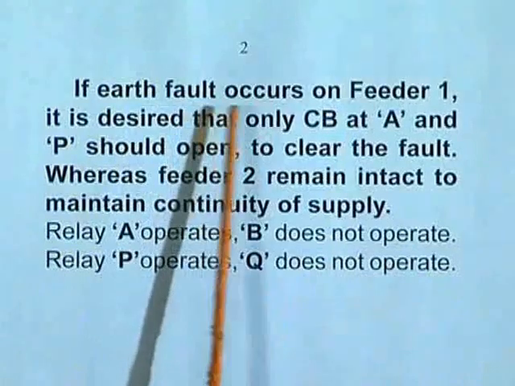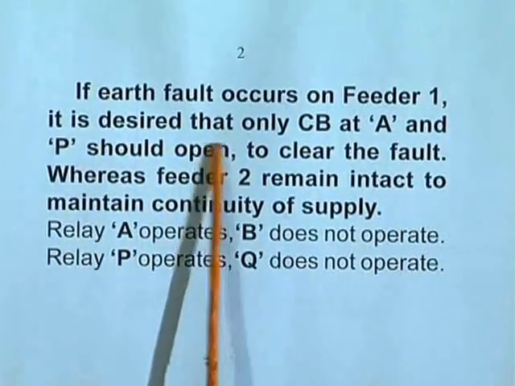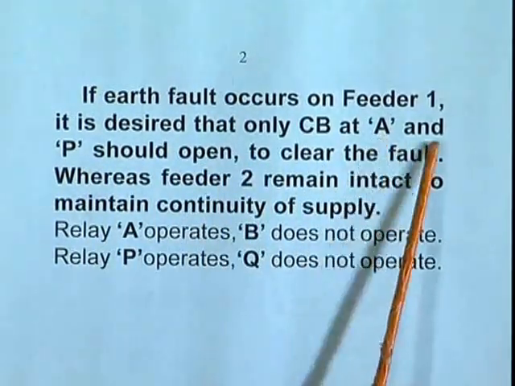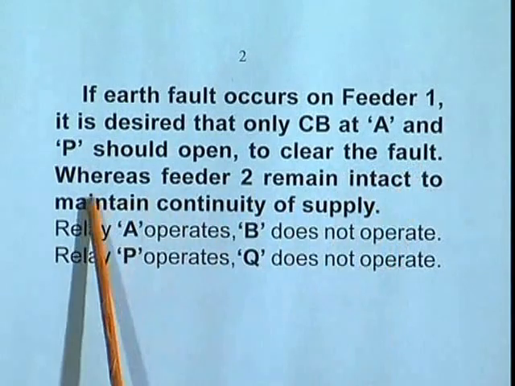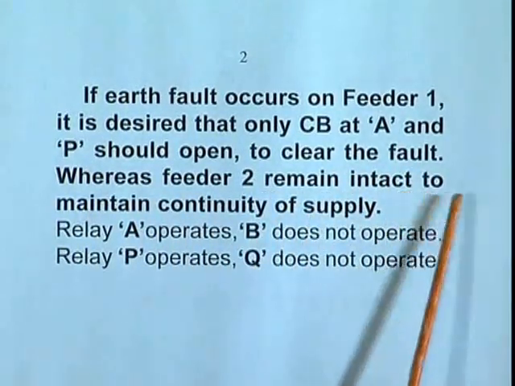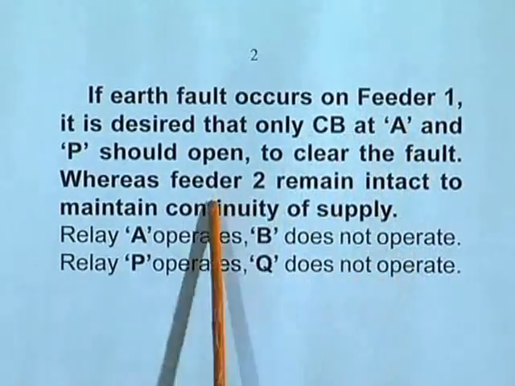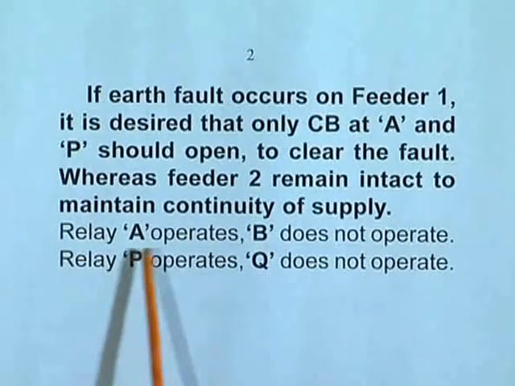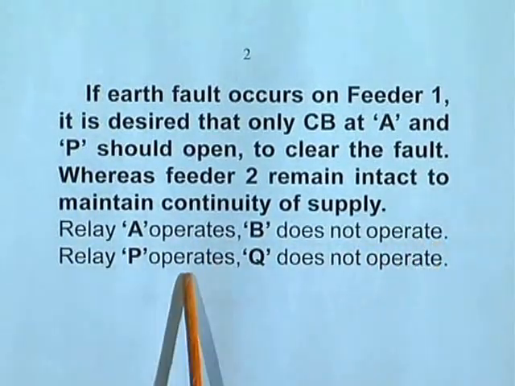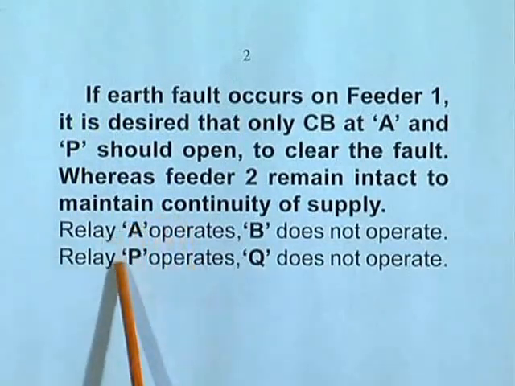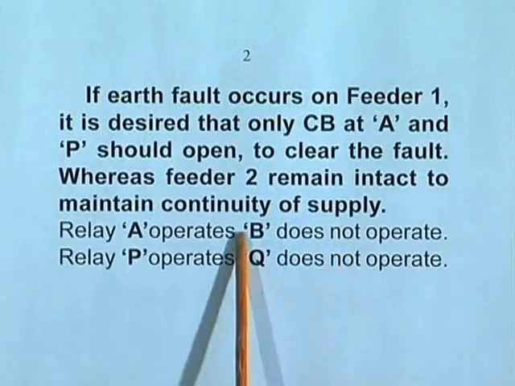So, you can also have more about the parallel feeders. If an earth fault occurs on feeder 1, it is desired that only the circuit breakers at A and P should open. You have seen in the diagram, only A and P should open to clear the fault, whereas feeder 2 remains intact to maintain the continuity of supply. When the fault occurs on feeder 1, only feeder 1 will be disconnected, feeder 2 remains intact. So, relay A operates, B does not operate, relay P operates, but Q does not operate. That means for feeder 1 only relays A and P will operate, but on feeder 2, B and Q do not operate.